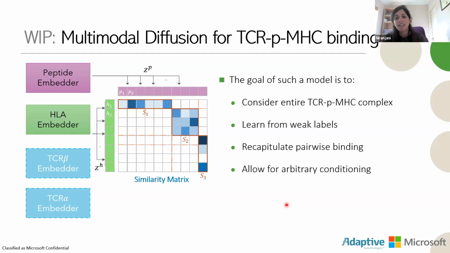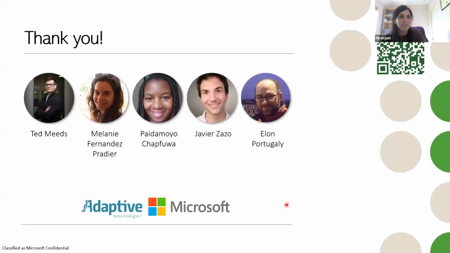And for example, if we're given a peptide in an HLA, we want to be able to suggest a binding TCR beta chain, or given the TCR in the HLA, we may want to generate candidate peptides. Such a framework should potentially be able to achieve these, but there are a lot of open questions, and I'd be happy to chat more offline if anyone's interested. I'm going to stop there.